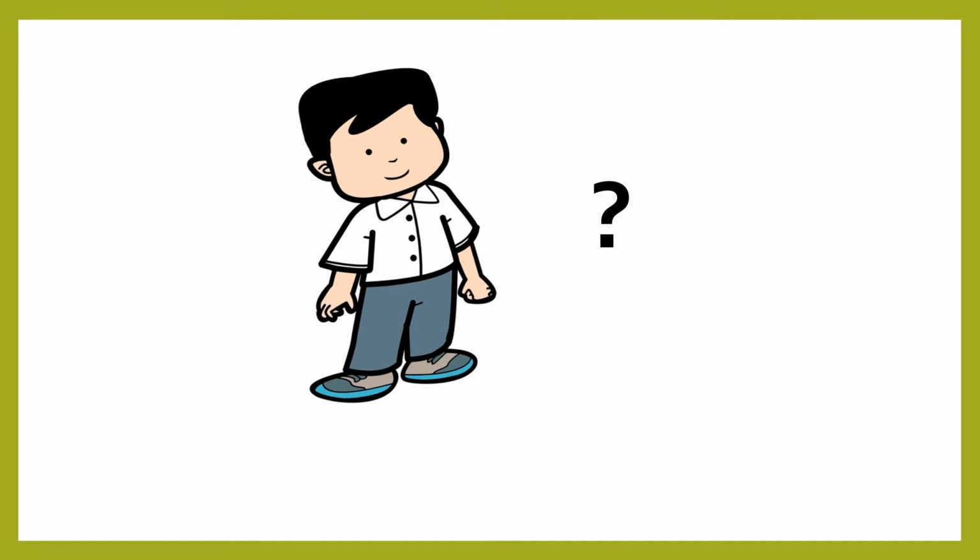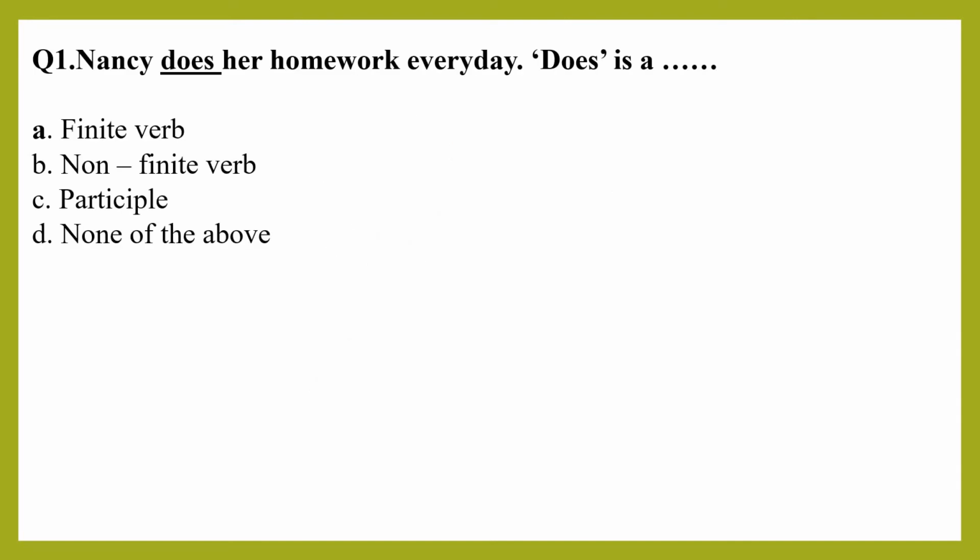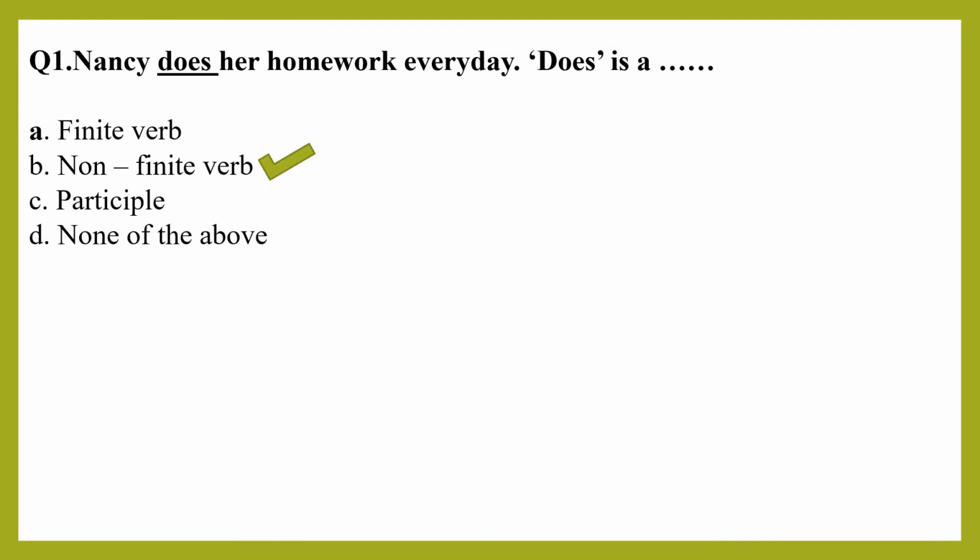Now it's time to see what we have learned. Question number 1 is, "Nancy does her homework every day." So, does is a dash. We have to complete this statement by choosing the correct option. Options are finite verb, non-finite verb, participle or none of the above. The correct answer is finite verb.